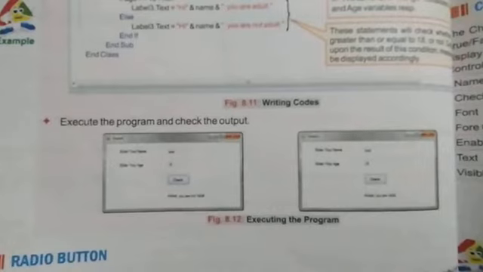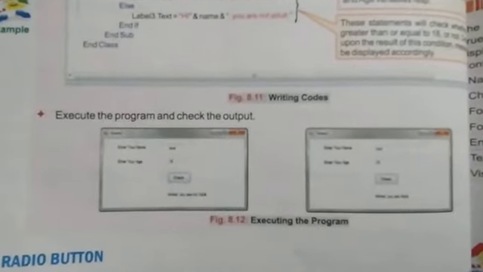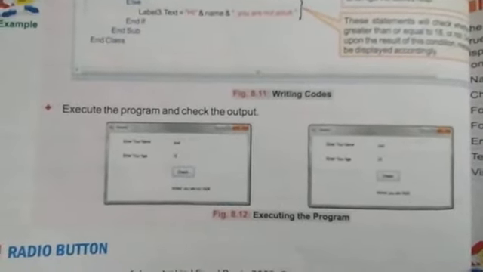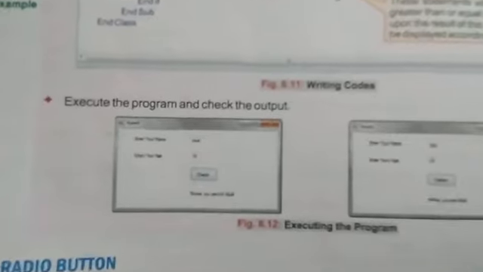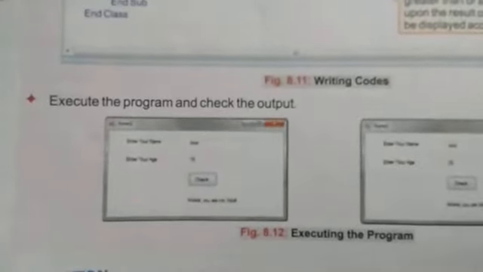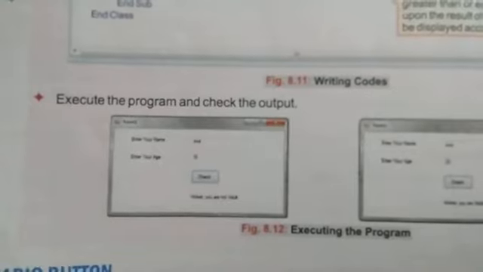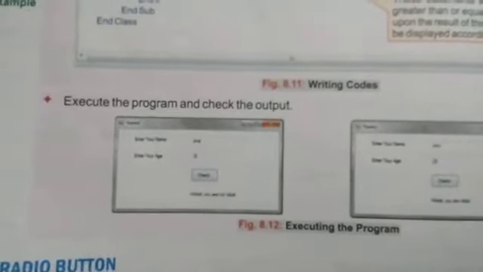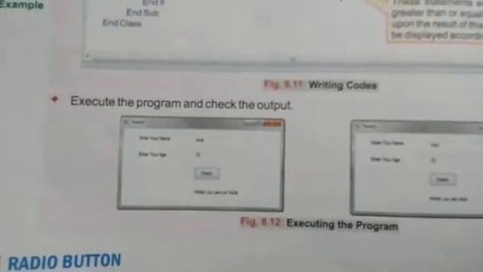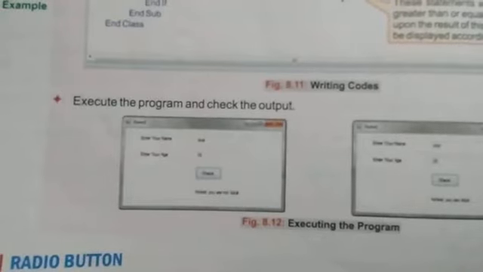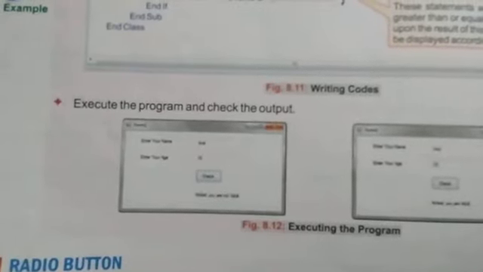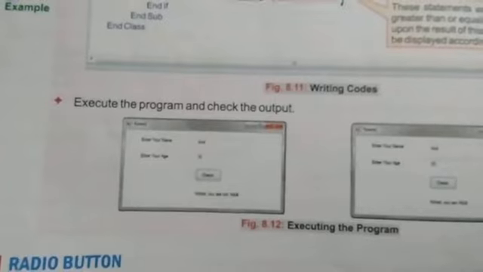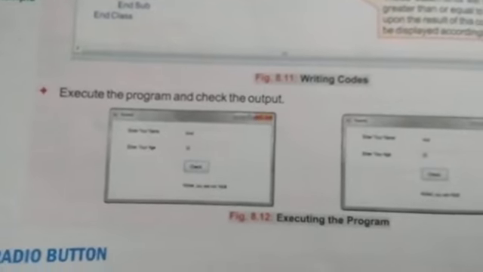So students, this is the output, or you can see the execution of the program. Here you have to enter two values, your name and your age. So after entering your name and age, when we click on the check button, the message will display according to the given value for the age. You can see whether you are adult or not adult.